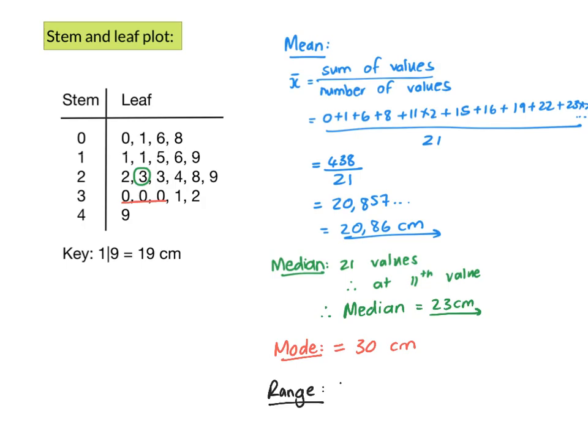The range is the largest value minus the smallest value. So in this case, my largest value is 49, my smallest value is 0, and so my range is 49 centimeters.